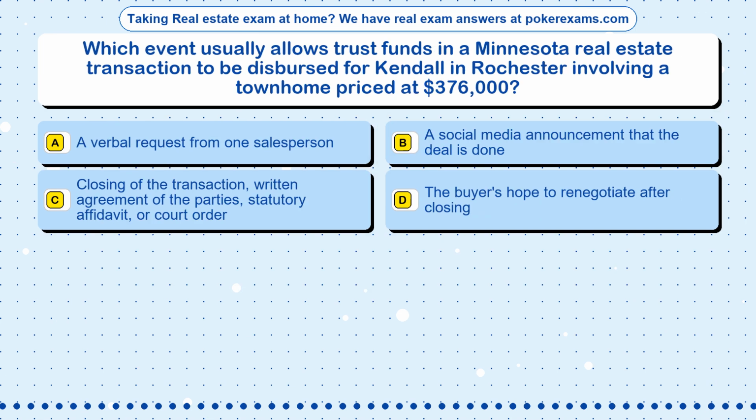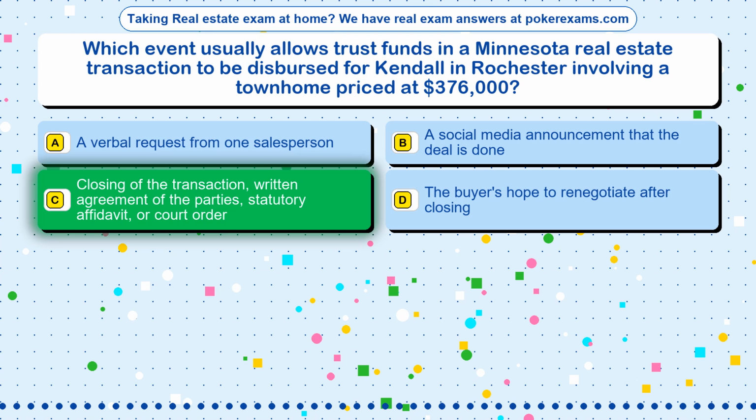Question 11. Which event usually allows trust funds in a Minnesota real estate transaction to be disbursed for Kendall in Rochester involving a townhome priced at $376,000? Option A, a verbal request from one salesperson. Option B, a social media announcement that the deal is done. Option C, closing of the transaction, written agreement of the parties, statutory affidavit, or court order. Option D, the buyers hope to renegotiate after closing.